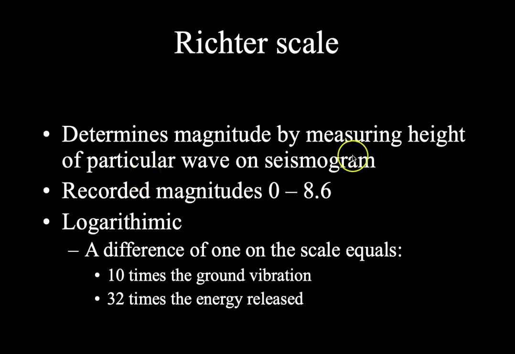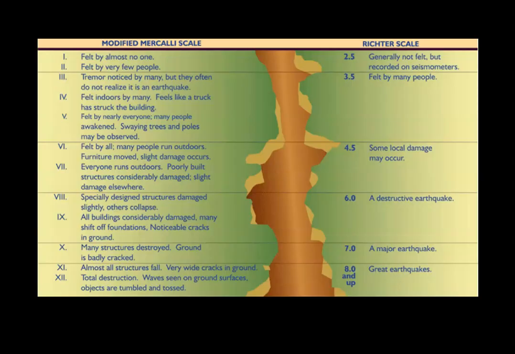Now, the Richter scale is logarithmic. What does that mean? What that means is a 3.5 is 10 times stronger than a 2.5, 10 times more energy released. A 4.5, once again, releases 10 times as much energy as a 3.5 and 100 times more energy than a 2.5. The point of this is the difference between a 6 and a 7 on the Richter scale is immense. You would need 10 6.0s to be as strong as one 7.0.